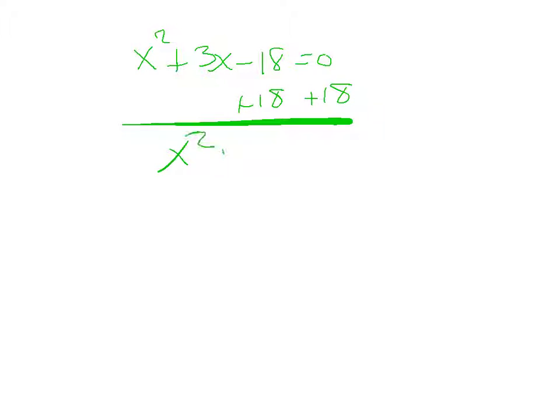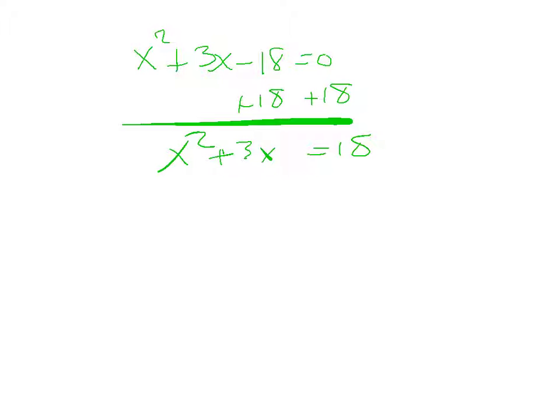Let's go to a new page. And on this new page, let's solve this one. X squared plus 3x minus 18 equals 0. Now typically if I was doing this in class, I would say, okay, people give me ideas, and here's some of the ideas people give me. So we say, oh, let's add 18 to both sides. So we get x squared plus 3x equals 18.